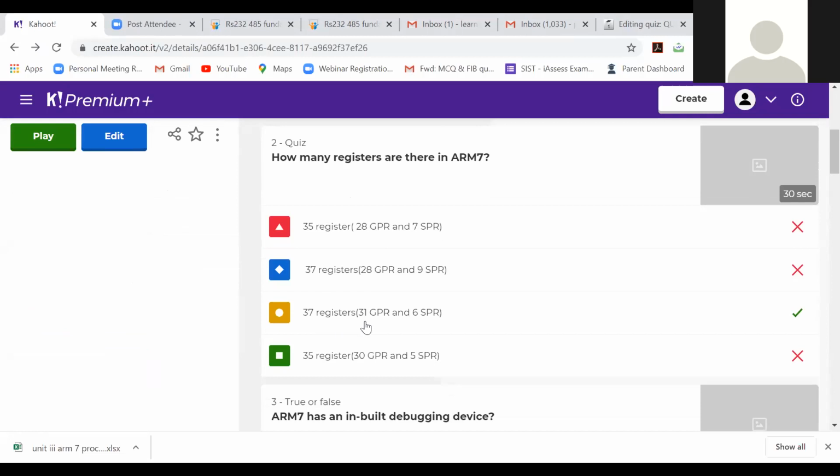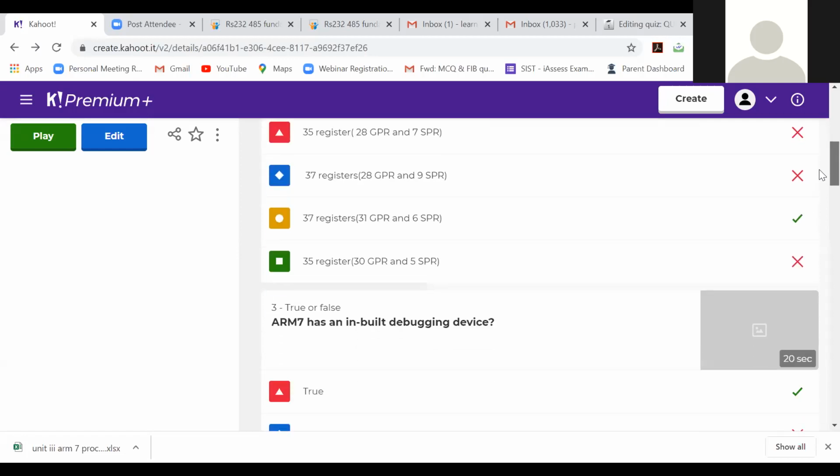How many registers are there in ARM7? 37, ma'am. 37: 31 are general purpose registers and 6 are saved program status registers. And in the 31 general purpose registers, we use only 16. Okay, 16 are used only for users, that is R0 to R15.